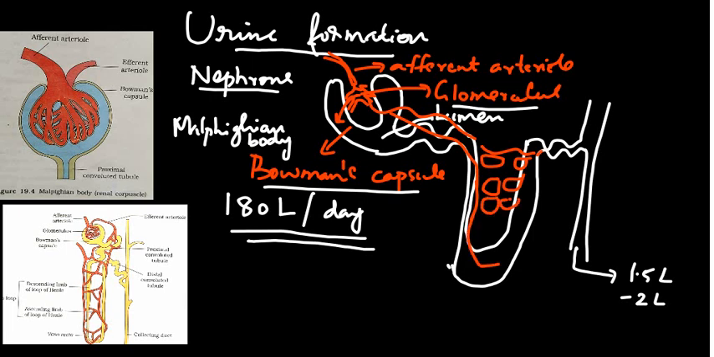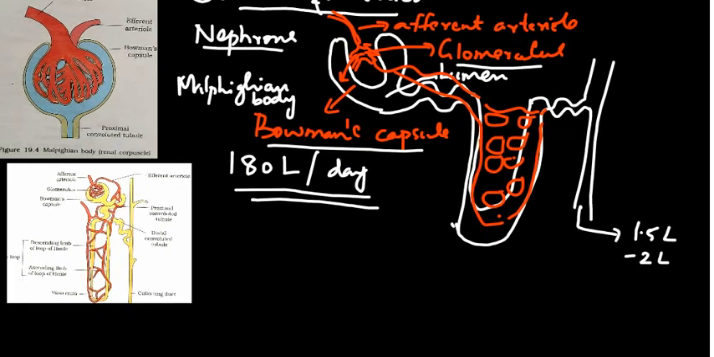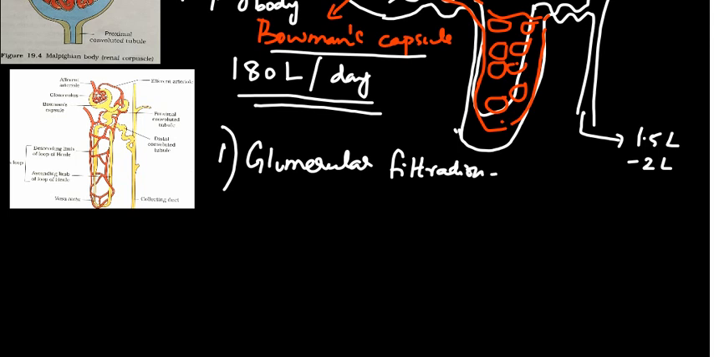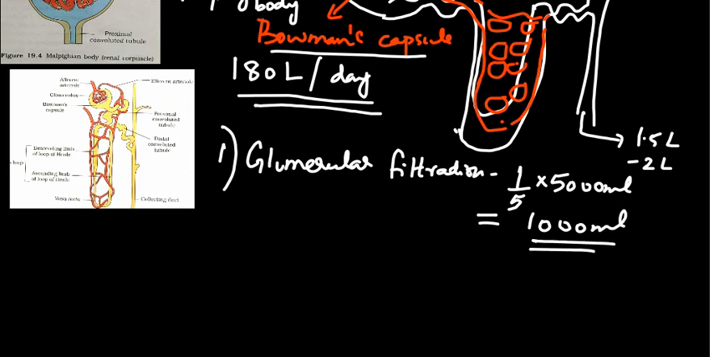So there are three steps in the formation of urine. The first is glomerular filtration. In glomerular filtration, nearly 1/5 of the total cardiac output, that is about 5000 ml, gets filtered by the kidneys. So that means it's about 1000 ml filtered by the kidneys per minute.